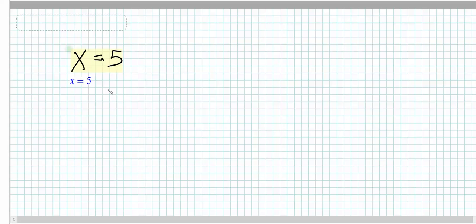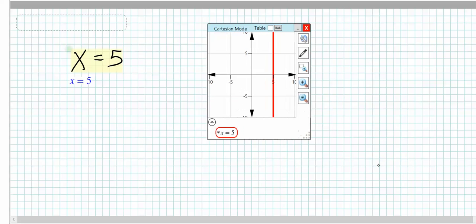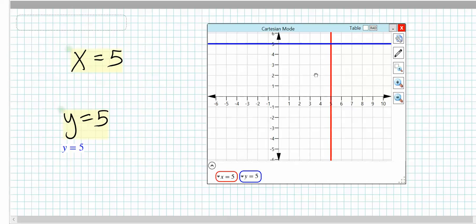Okay, let's compare that to y equals 5. Okay, which one's this one going to be? Horizontal or vertical? Let's just see if you guys are right. Yep, you're right. There it is right there. It's that blue one. Okay, why is this the case?